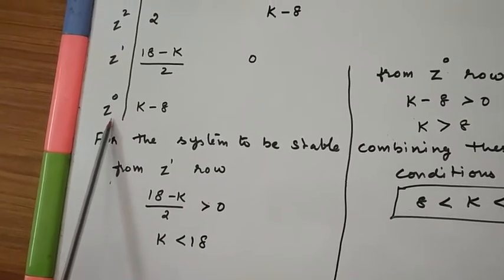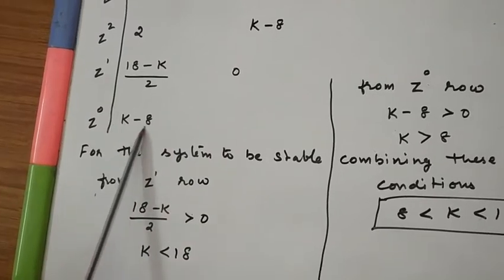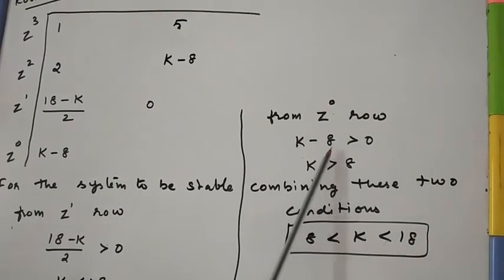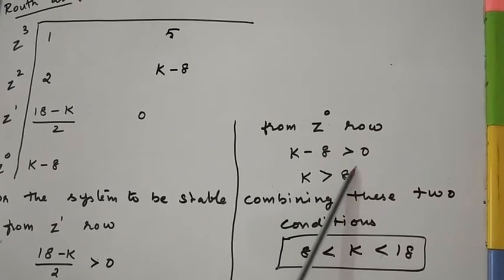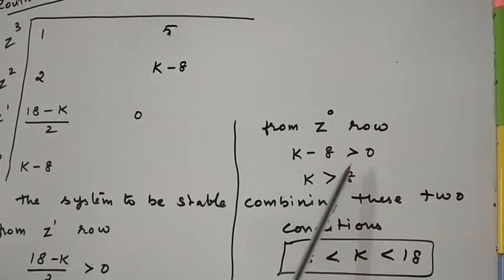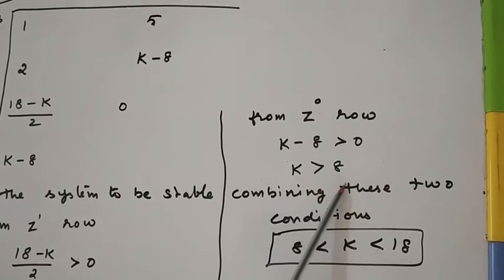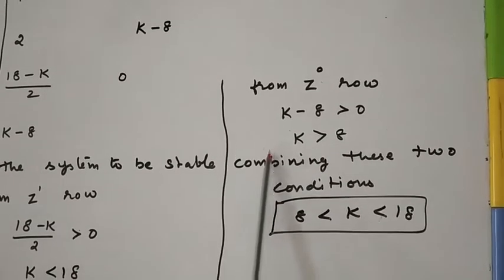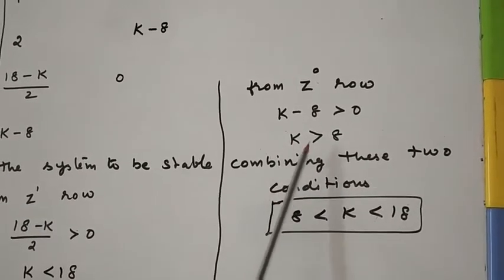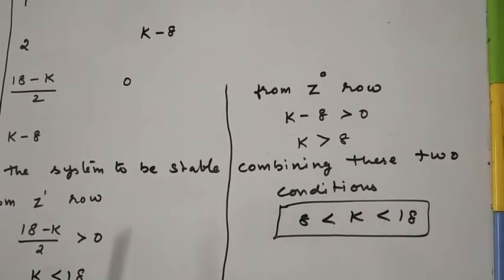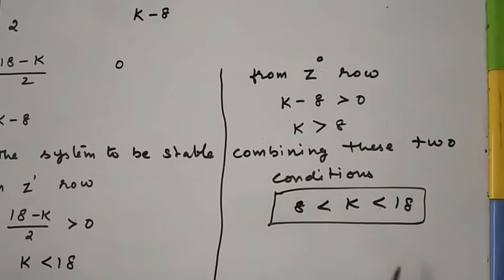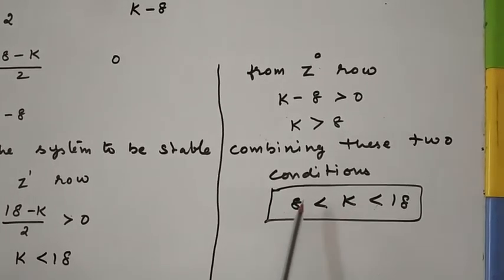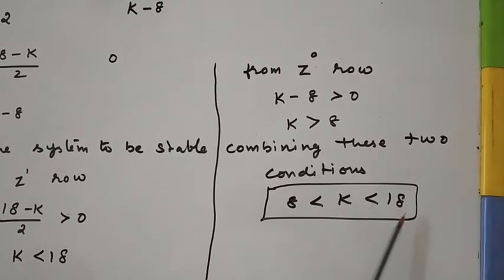For the system to be stable, the z to the power 0 row also must be positive. So, k minus 8 from the z to the power 0 row should be greater than 0 for the system to be stable. So, from here k is greater than 8. Here we got two different conditions for k: one is k is greater than 8, the other is k is less than 18. By combining these two conditions, we obtain the k range as 8 to 18.